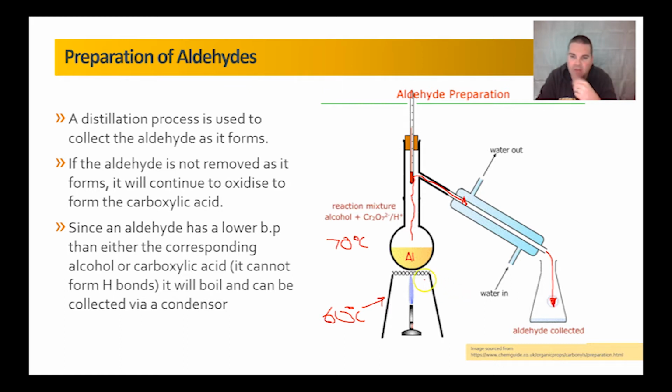It's going to drip out here into our collection vessel. Now, because the alcohol has a higher boiling point, it's not going to boil over with it. As soon as the aldehyde is formed, it's going to boil and leave the flask. That's going to stop it from reacting with the dichromate, and it's going to allow us to collect it on the side. So it's quite a good way of collecting it.